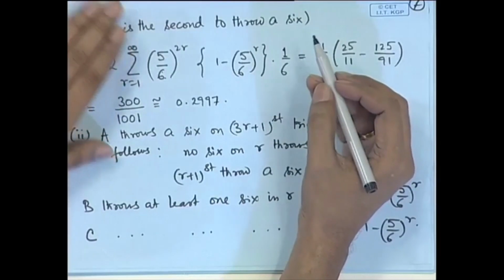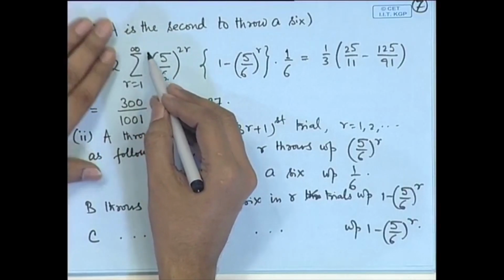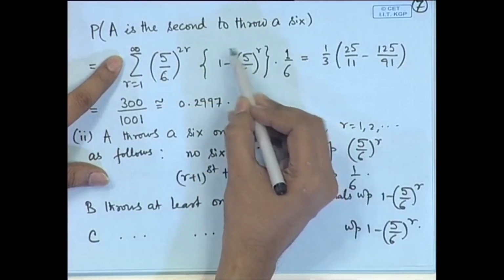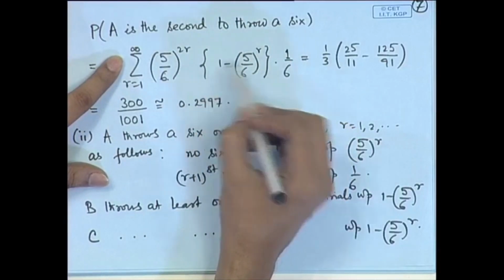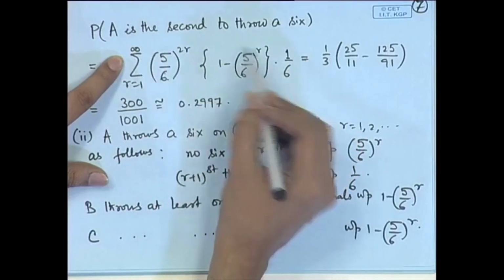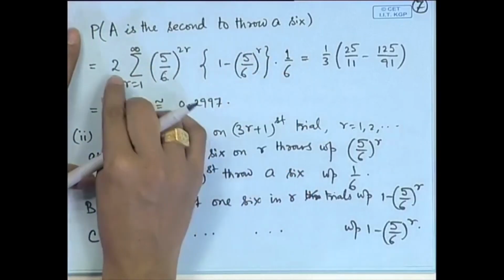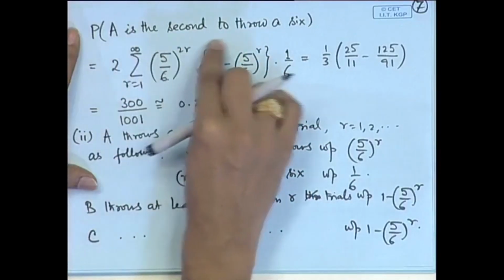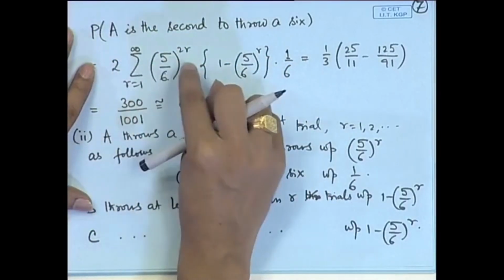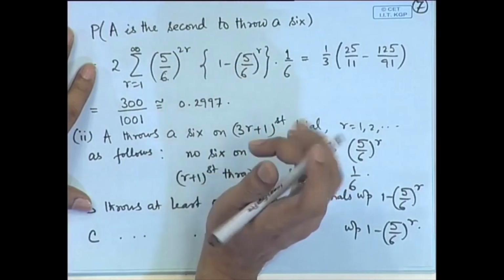Now, here r can take any values from 1 and so on. Therefore, this is the probability that A is the second to throw a 6 after B, but before C. Now, we can interchange the role of B and C here and we will get the same expression. Therefore, the actual probability that A is the second player to throw a 6 will be 2 times this, because it incorporates the possibility that C is first, A is second and B is third, etcetera also.